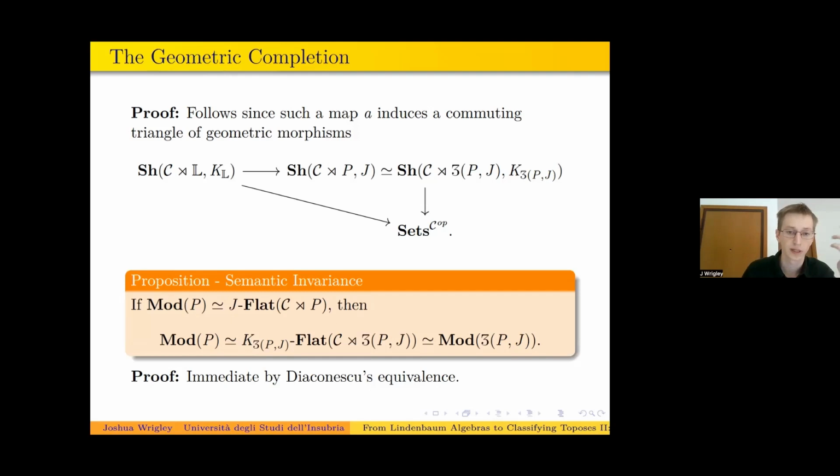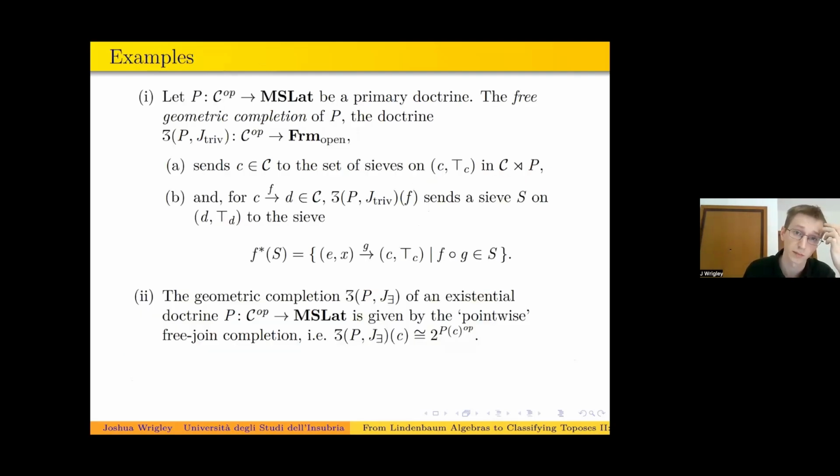So what have we done? We've created a completion for a doctrine which is semantically invariant. We have taken a theory that perhaps we don't like the syntax involved in. We found a geometric theory which we do like, and we've shown that working with a geometric theory suffices to describe all of the semantics of the theory we started with. So let's have a look at some example constructions.